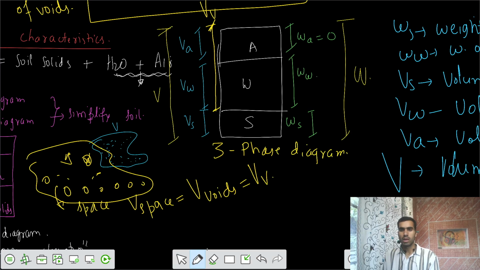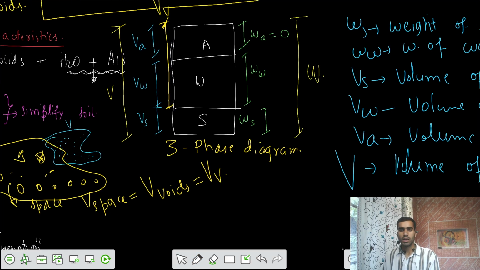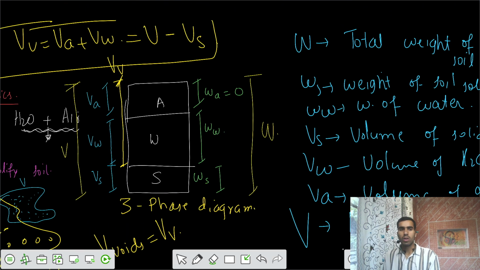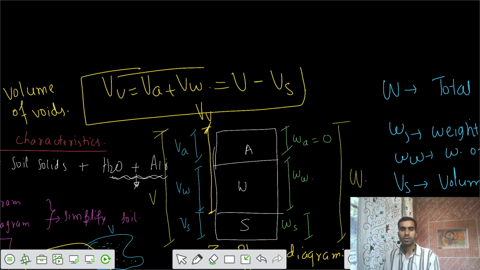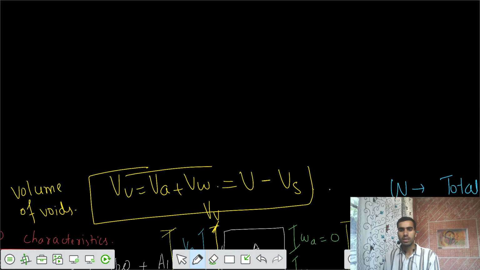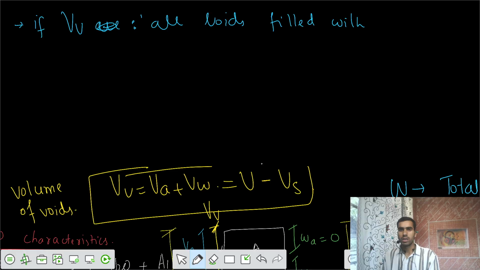Now, if all those voids are filled entirely with water, that is the first case. If all voids are filled with water, that means the total volume of the voids is equal to volume of water plus volume of air. But volume of air would be 0 because there won't be any air in the voids. All the voids are filled with water, so your volume of voids is replaced by volume of water.